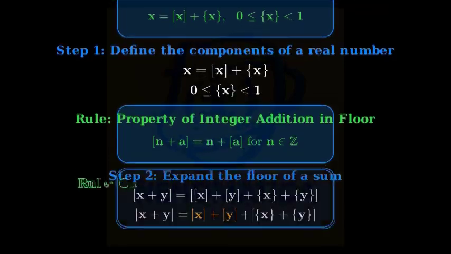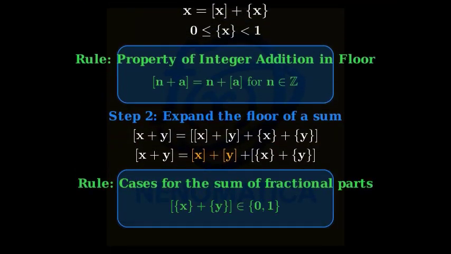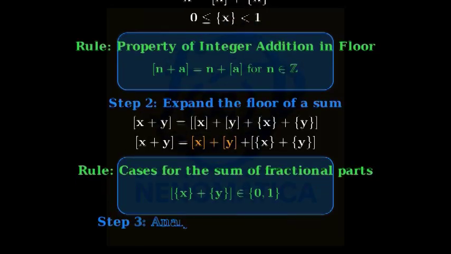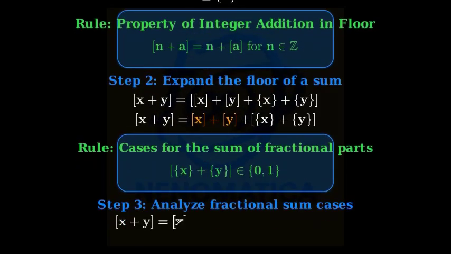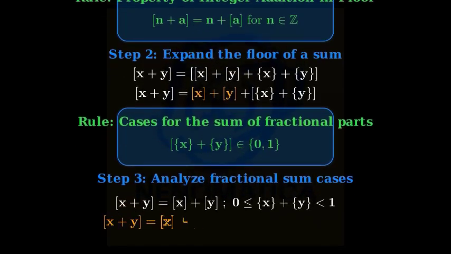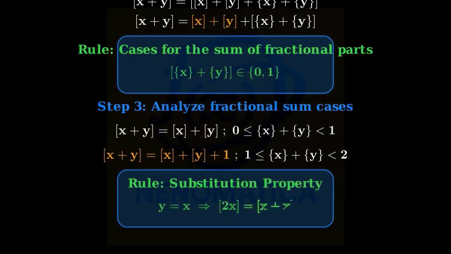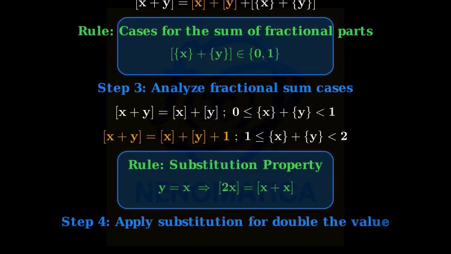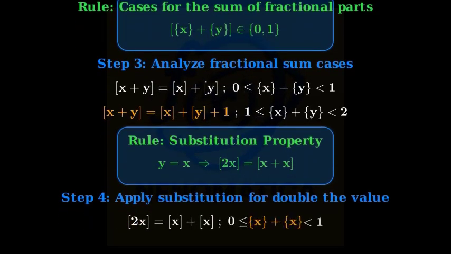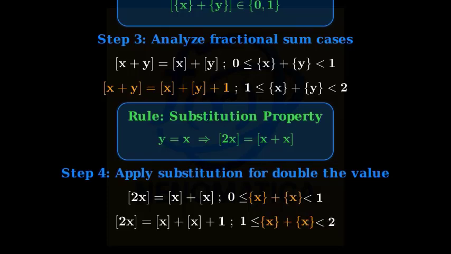Step 3. Use the cases for the sum of two fractional parts, which can only produce 0 or 1 when floored. Show the step title. Now show the two cases for the floor of x plus y. Step 4. Substitute y equal to x, so that the floor of 2x is the floor of x plus x. Show the step title. Then write the two cases explicitly, highlighting the doubled fractional part in orange.